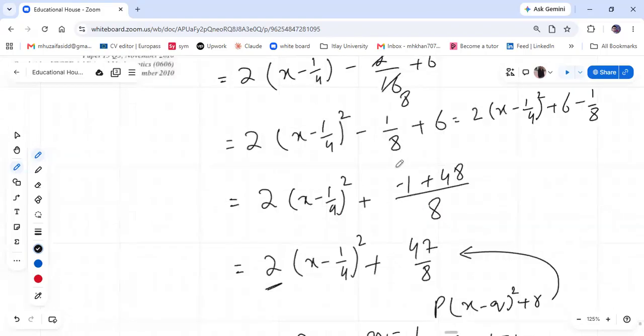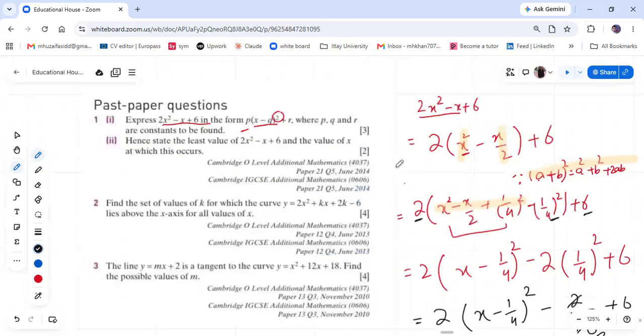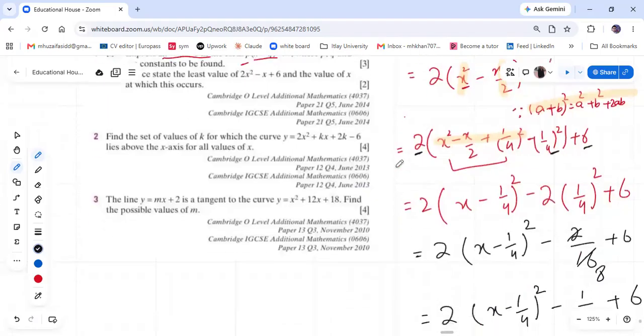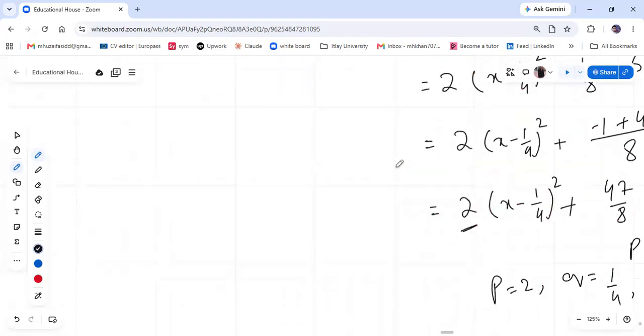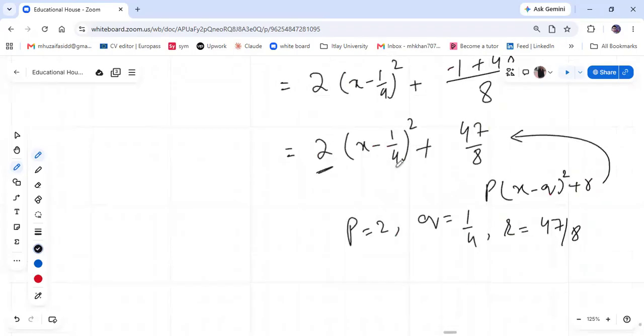So now we are moving to the second part of this problem. State the least value of 2x squared minus x plus 6 and the value of x at which this occurs. From this situation, here we are being asked about the value of x. We want to know the value at this position.